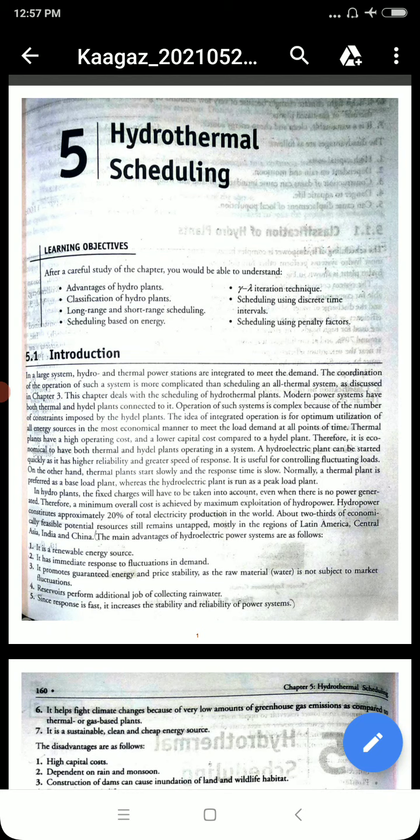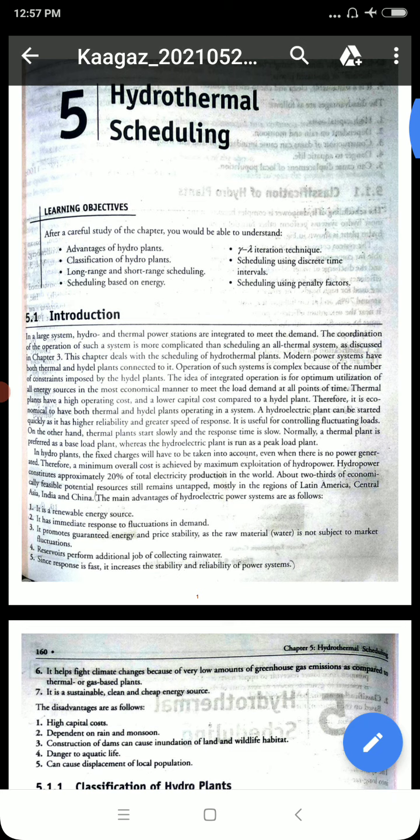These things are only for thermal units. If one hydel unit and one thermal unit, or a number of hydel plants and thermal plants, are used together, it will increase the efficiency of the system, because a hydroelectric plant can be started quickly, as it has higher reliability and greater speed response. So it is useful for controlling the fluctuation of the loads. On the other hand, thermal plants start slowly and the response time is slow. So normally thermal plants are used as base load plants, whereas hydroelectric plants are run for peak loads.